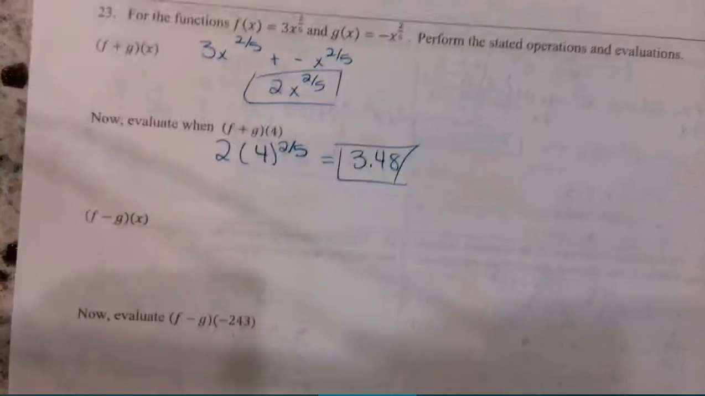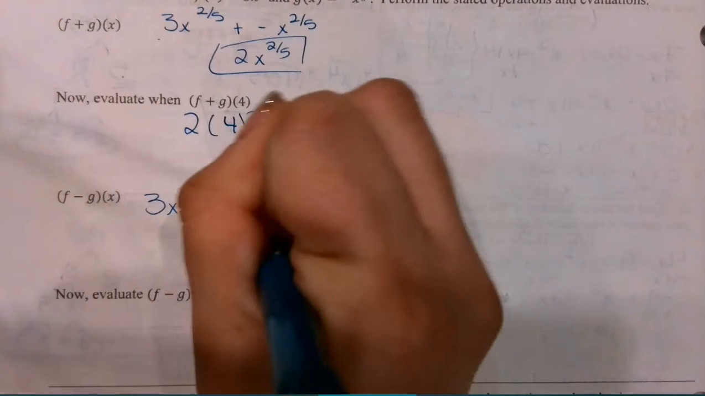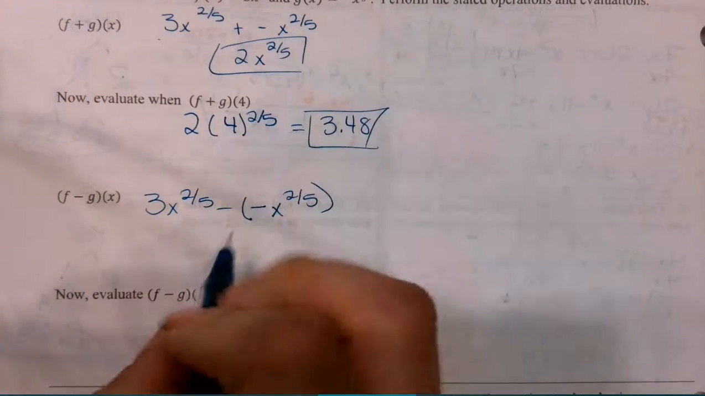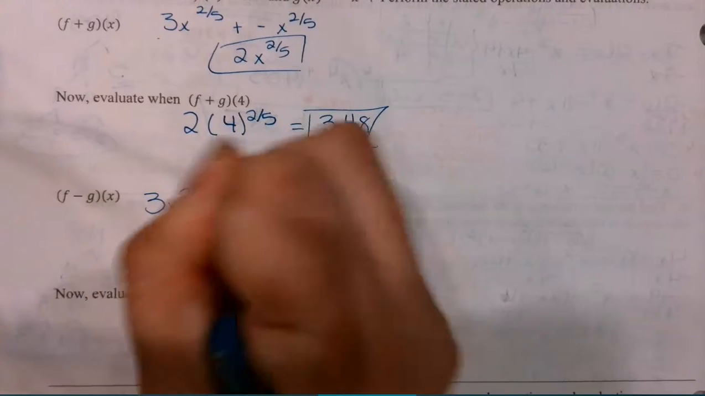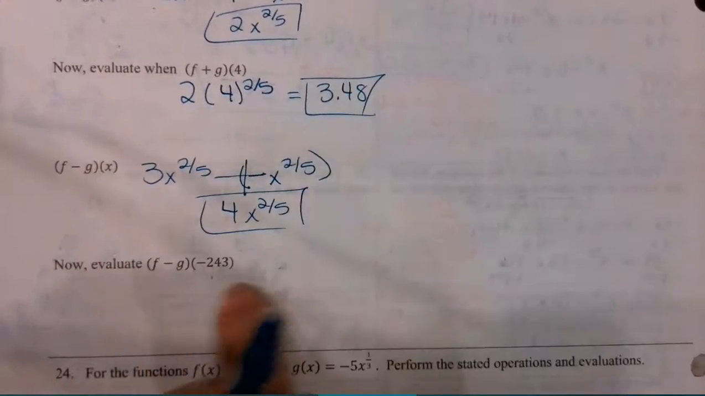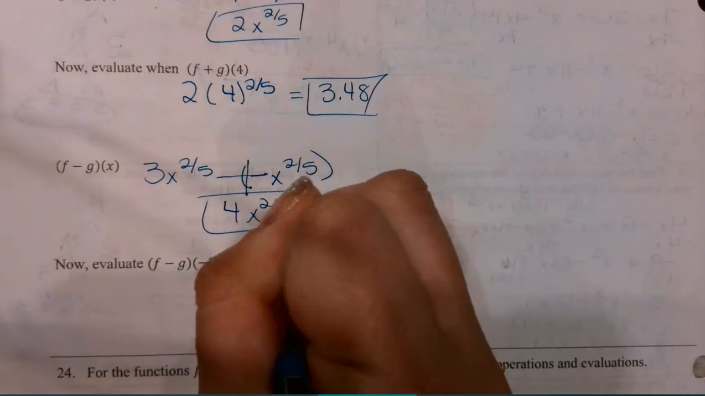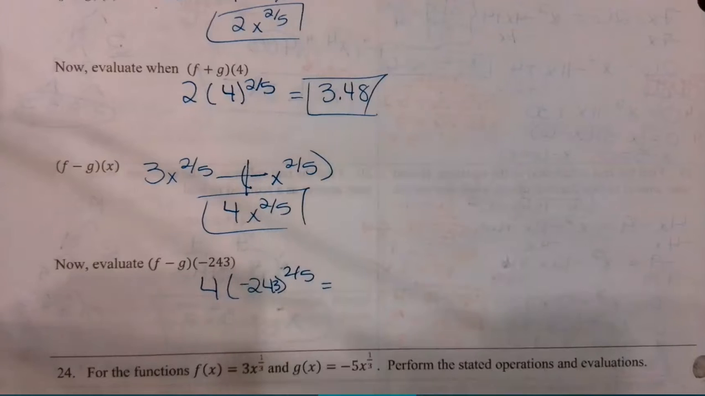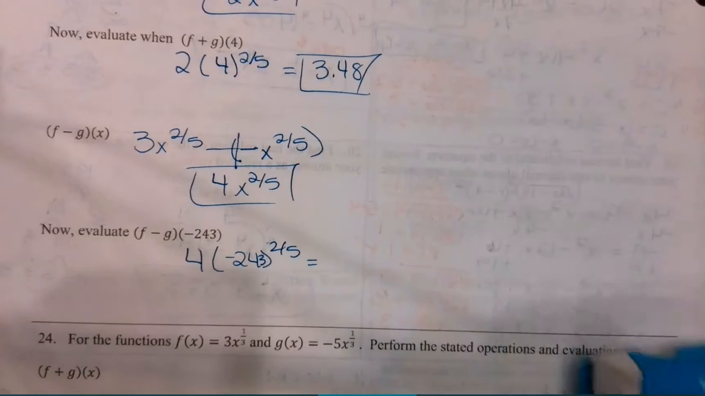I can do the same thing with subtraction. So I'm going to have 3x to the 2/5 minus, and then negative x to the 2/5. So the same thing as adding. So I have 4x to the 2/5 as my function. And then I want to plug in negative 243 for x. Okay, I want to type that into the calculator. Gives me 36.